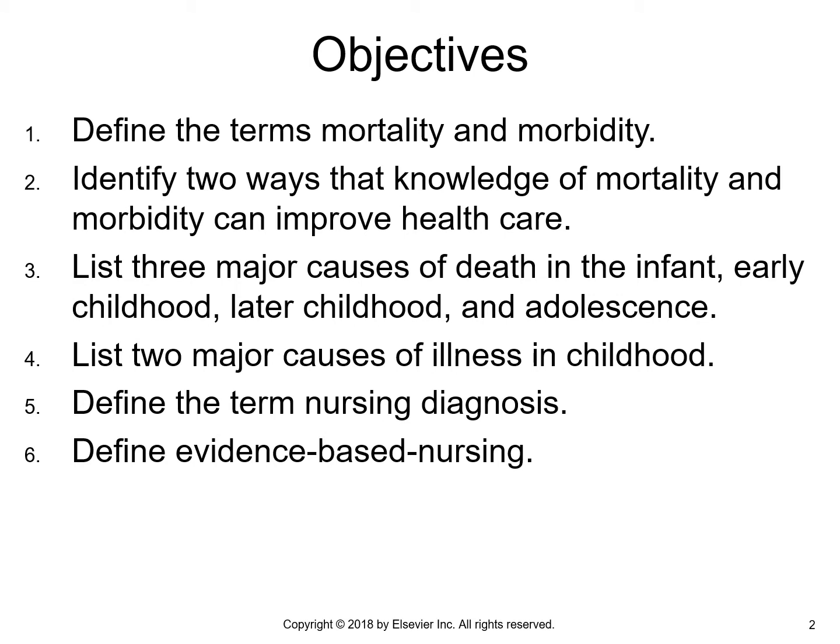Your objectives for this chapter are to define the terms mortality and morbidity, identify two ways that knowledge of mortality and morbidity can improve your health care, list three major causes of death in the infant, early childhood, later childhood, and adolescence, list two major causes of illness in childhood, define the term nursing diagnosis, and define evidence-based nursing.